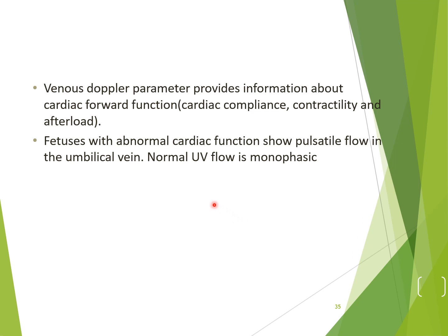Venous Doppler parameters provide information about cardiac forward function, that is about cardiac compliance, contractility and afterload. A fetus with abnormal cardiac function shows pulsatile flow in the umbilical vein, and normal umbilical vein flow is monophasic. That is, if a cardiac problem is there, pulsatile flow will be there in the umbilical vein. Usually it should be monophasic without pulsatile movements.